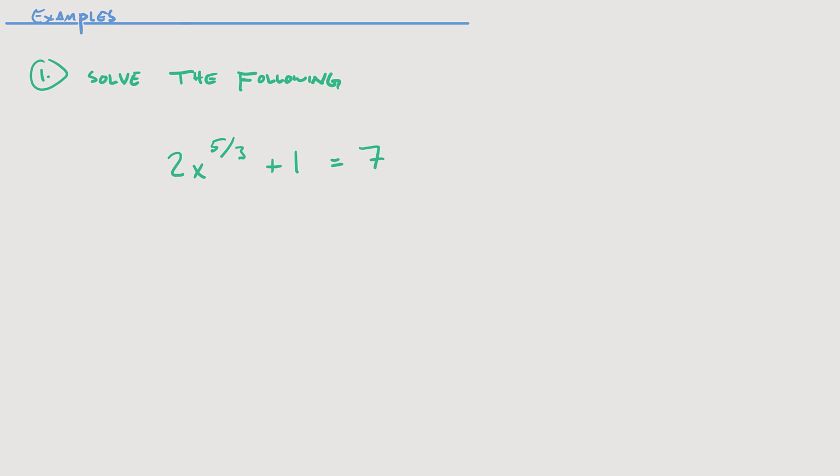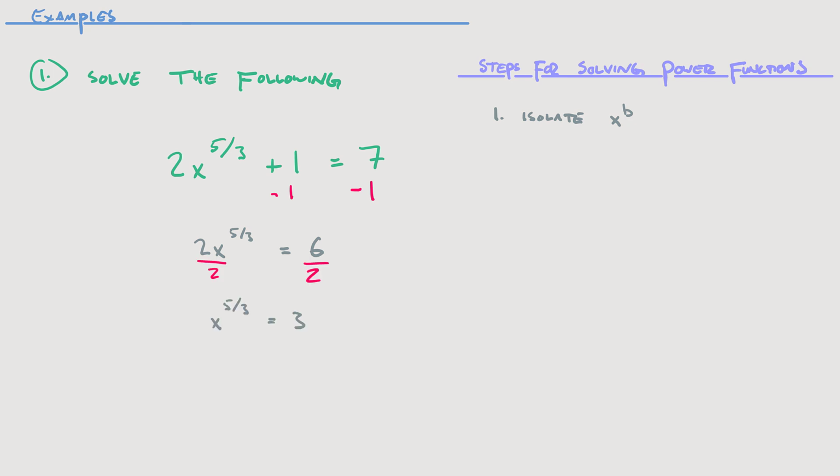That's fine. Now, to solve these things, the first thing that you're going to want to do is isolate the x raised to whatever power that it is. Sometimes it's not just x that's being raised to a power, and we'll look at an example of that next. But for right now, we just need to isolate this thing, which is a two-step process. First, we're going to subtract 1, then we're going to divide by 2.